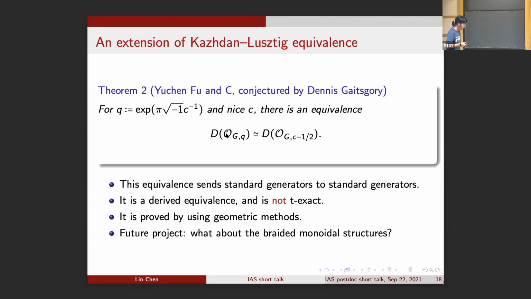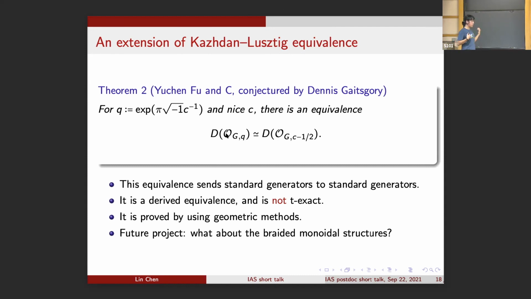On the quantum side, there is indeed a braided monoidal structure, defined similarly to the Rep_q G case. You can use the R-matrix to define it. But on the affine side, a priori people don't have a braided monoidal structure on it, because the affine category O is defined by using the Iwahori subgroup, and an Iwahori subgroup does not factorize.